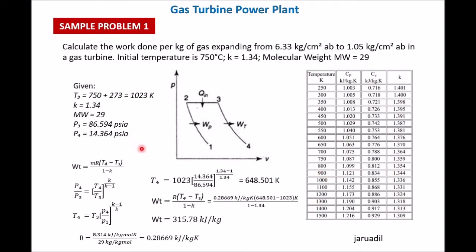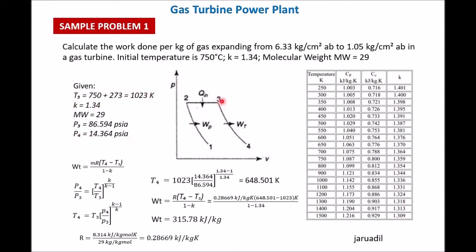So now, how do we get the work done per kilogram of gas? Now, the work done of the turbine, we are speaking only here of the process 3 to 4. So regardless of other processes, we are concentrating on this process 3 to 4. Ang sabi dito, calculate the work done per kilogram of gas expanding from 6.33 to 1.05 in a gas turbine. So the initial temperature is 750. So we have converted that here already.